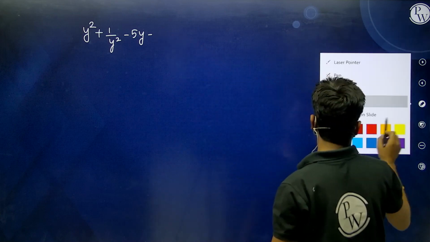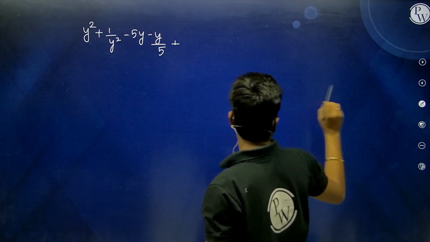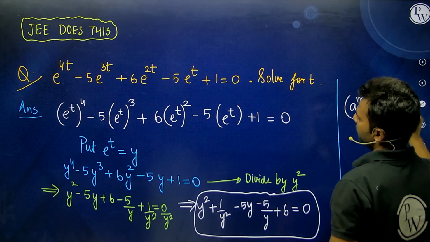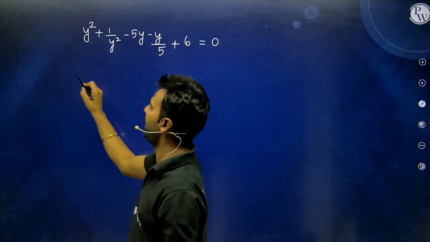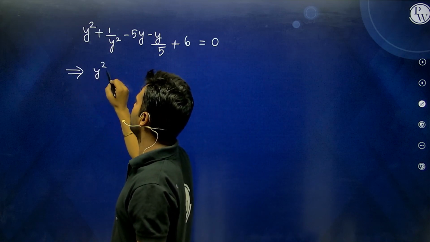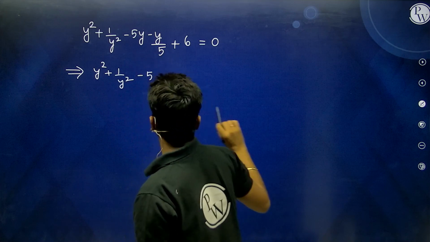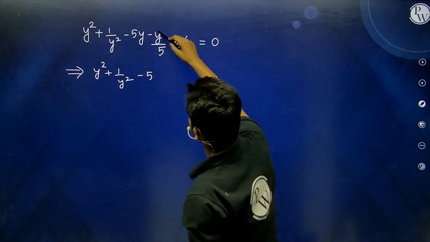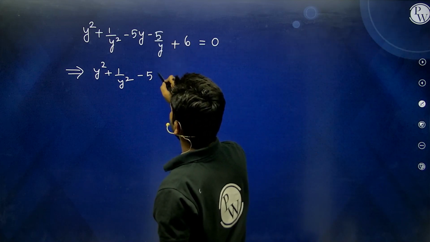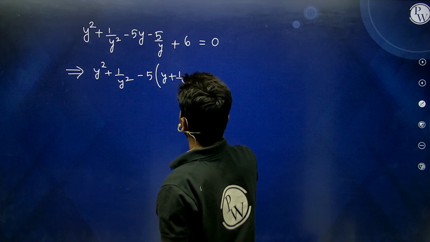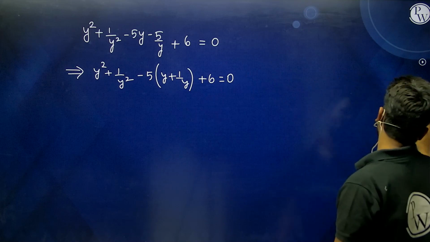Yes, minus y by 5. And then what was there? 6, okay, is equal to 0. And now we can write down this thing by taking minus 5 common. Oh, sorry, this is 5 by y. Like this. And now you know how to solve this problem. How to solve this problem?